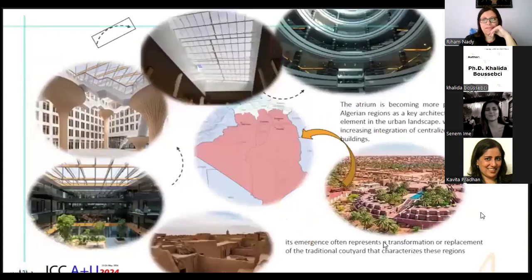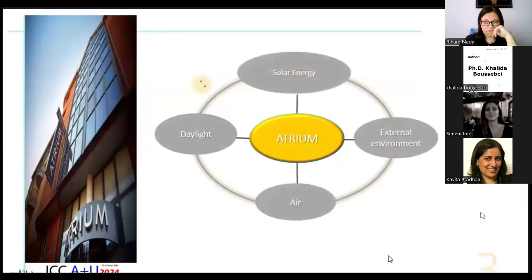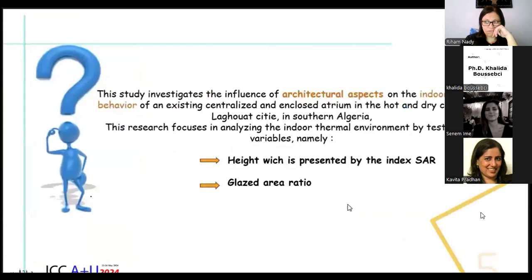The atrium is becoming more relevant in desert Algerian regions as a key architectural and functional element in the urban landscape. We are observing an increasing integration of centralized atriums in public buildings. Its emergence often represents a transformation or replacement of the traditional courtyard that characterizes these regions. Its introduction into buildings doesn't come just from the interest of incorporating an aesthetic element. It provides better protection against external elements such as excessive heat, wind, or dust, and the need for an attractive interior environment receiving daylight, solar energy, and air. However, designers often pay attention to aesthetics and design while ignoring user comfort.